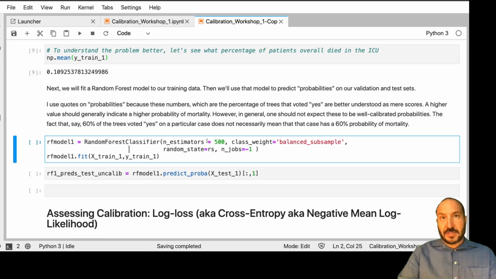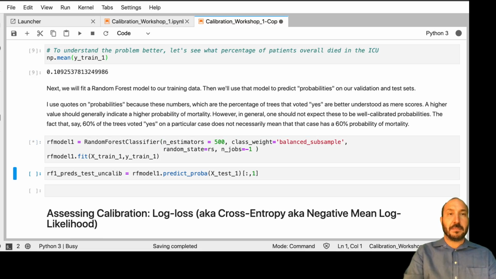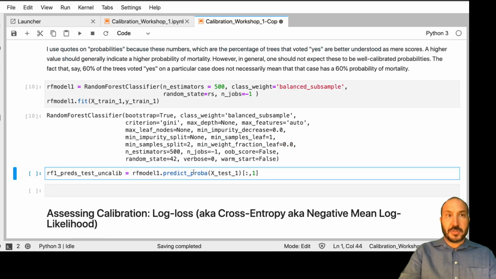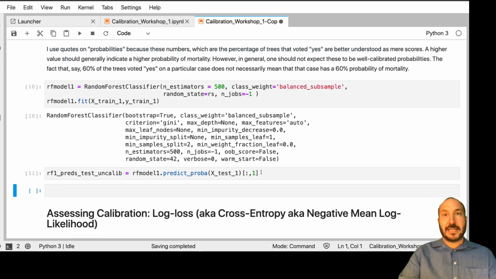So we're going to build a random forest with 500 trees, use balanced subsample since we're a little bit unbalanced, and specify our random state here. I'm going to fit that model. Then we're going to call predict_proba, and I'm going to take column 1, remember it's 0, 1, so this is the column that indicates the probability of death, of mortality.